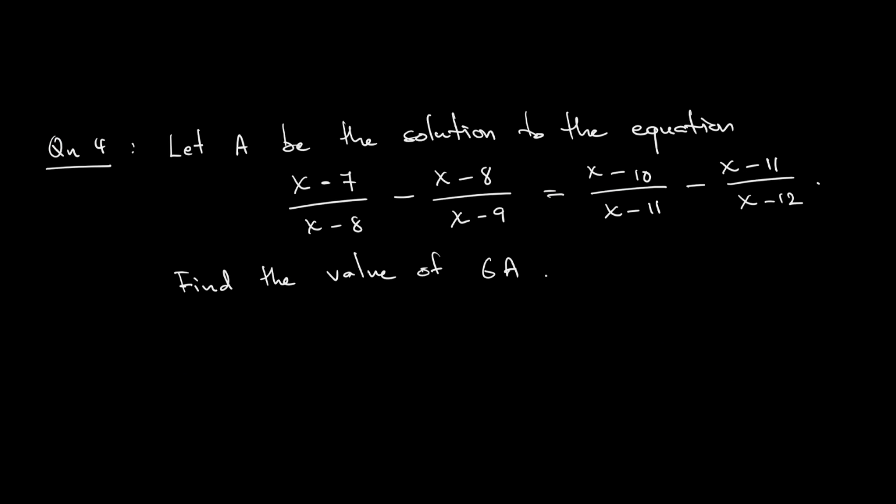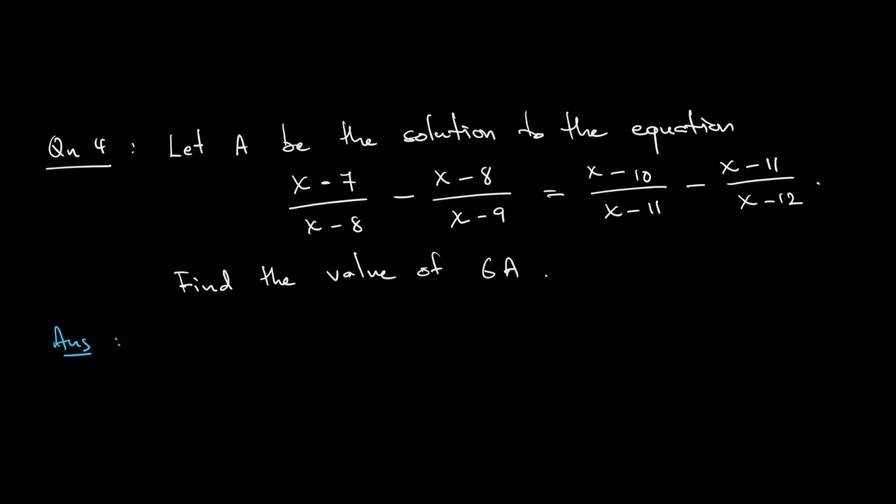Moving on, next is question 4. Let's try and read the question together. So the question says that let A be the solution or the root to this equation. Alright, so (x minus 7) over (x minus 8) minus (x minus 8) over (x minus 9) equal to (x minus 10) over (x minus 11) minus (x minus 11) over (x minus 12). So A being the root of this equation, so A is equal to some value. The question asks you to find what is the value of 6A. Okay, let's try to solve this together.